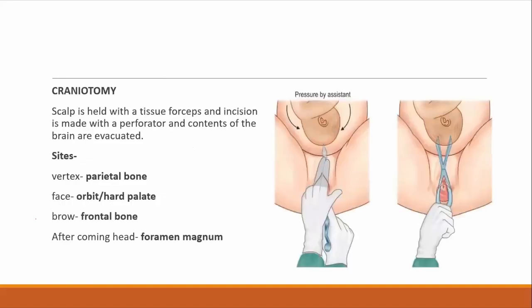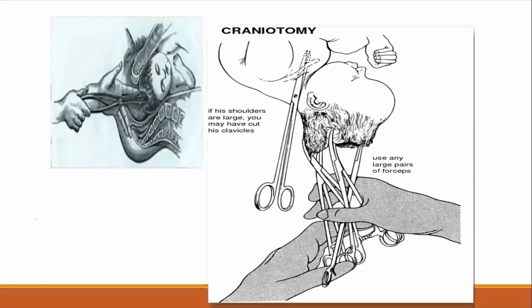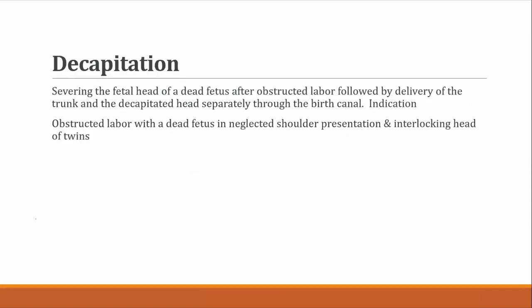And what are the sites of craniotomy? Usually, in vertex presentation, we use the parietal bone. In face presentation, we can use the orbit or hard palate, and in the case of brow, the frontal bone. As you can see, after perforation, we can pull using large forceps, which can assist in the delivery of the dead fetus.